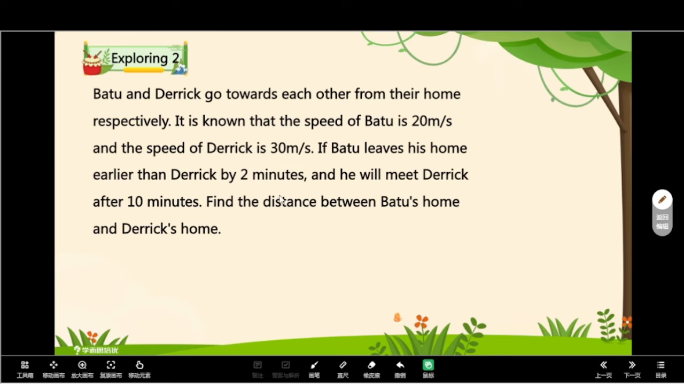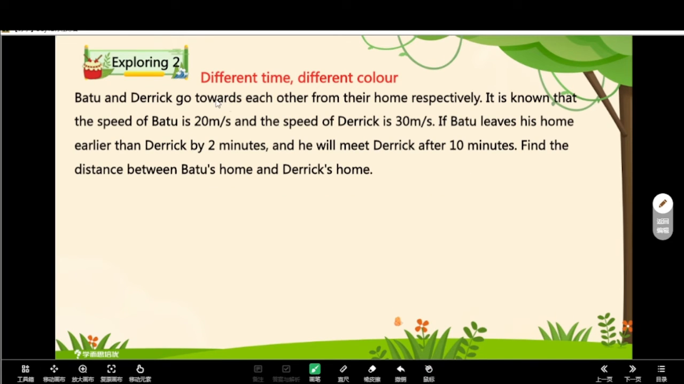Okay, and let's move on to our exploring 2. 巴图 and Derek go towards each other from their home respectively. It is known that the speed of 巴图 is 20 meters per second and the speed of Derek is 30 meters per second. If 巴图 leaves his home earlier than Derek by 2 minutes, and he will meet Derek after 10 minutes, find the distance between 巴图's home and Derek's home.